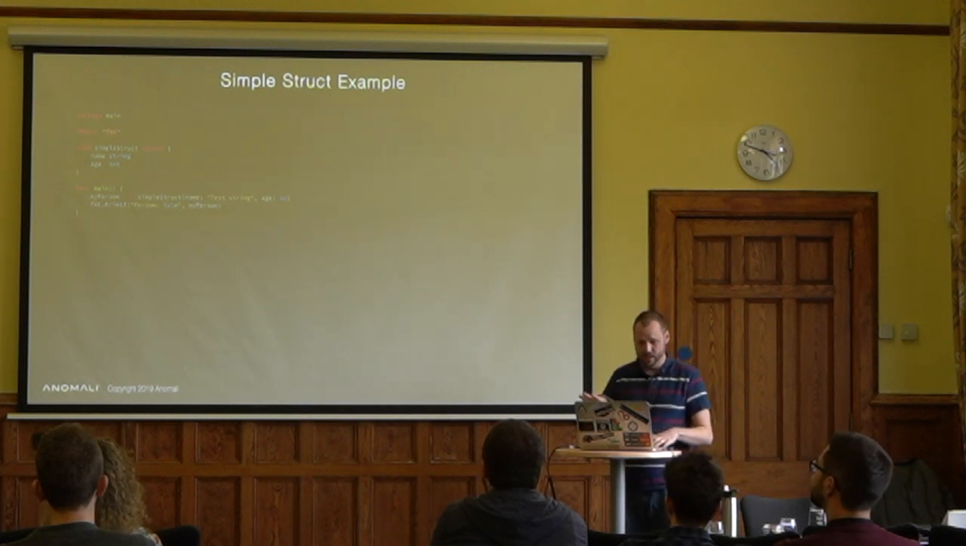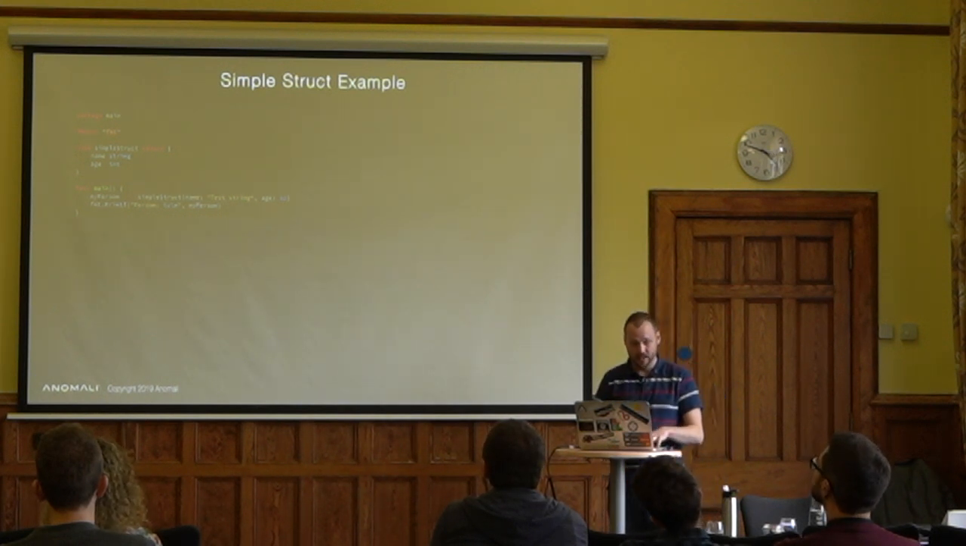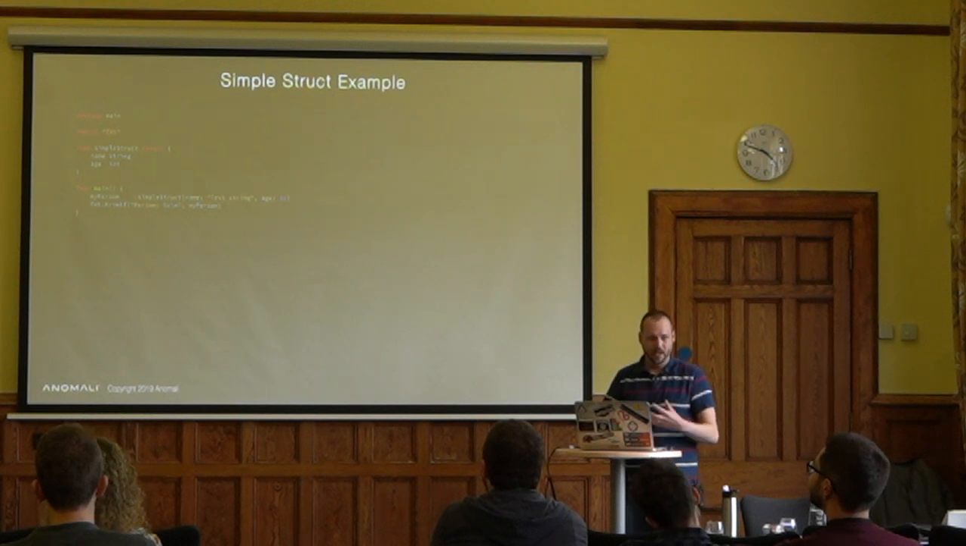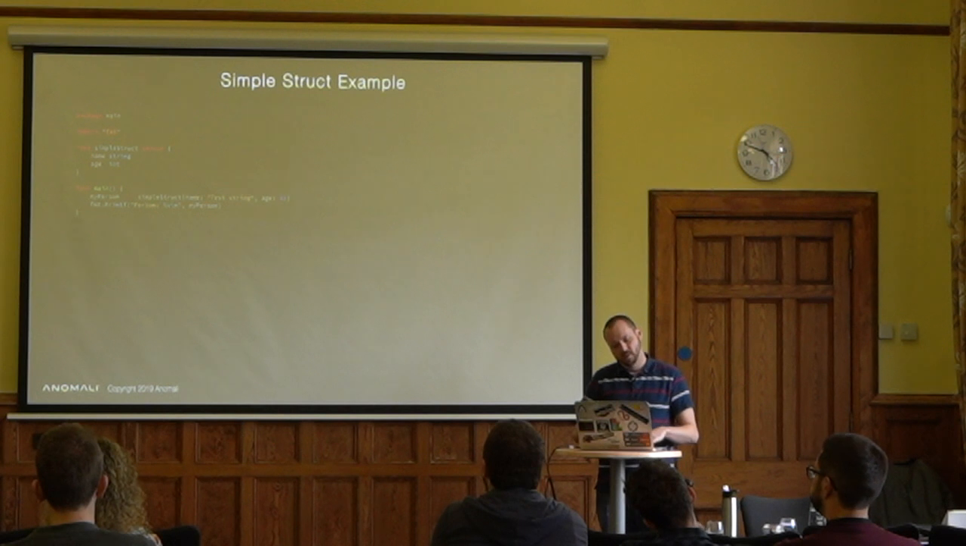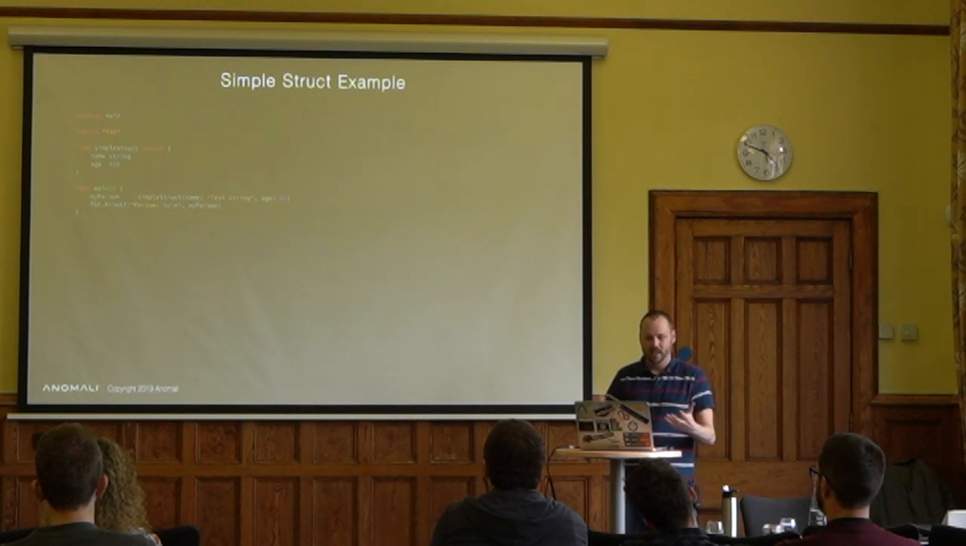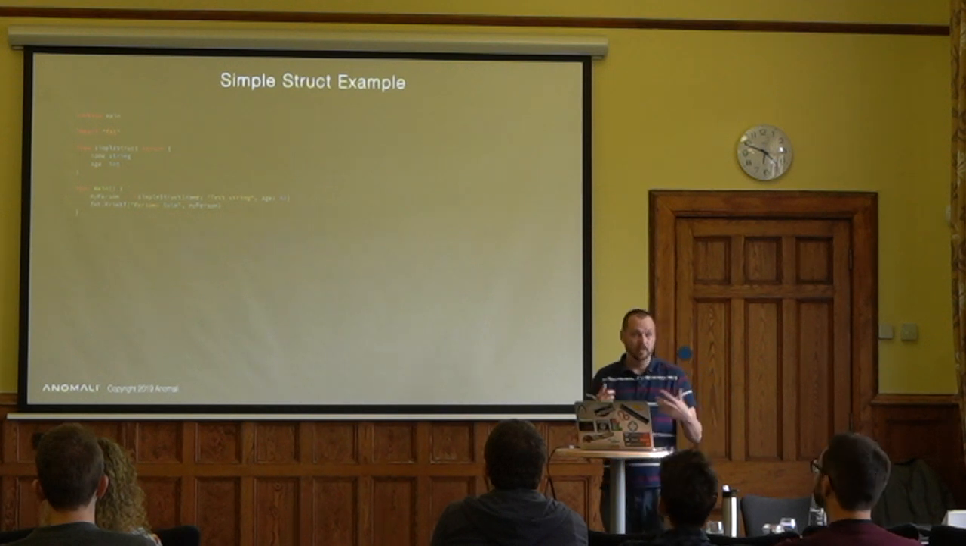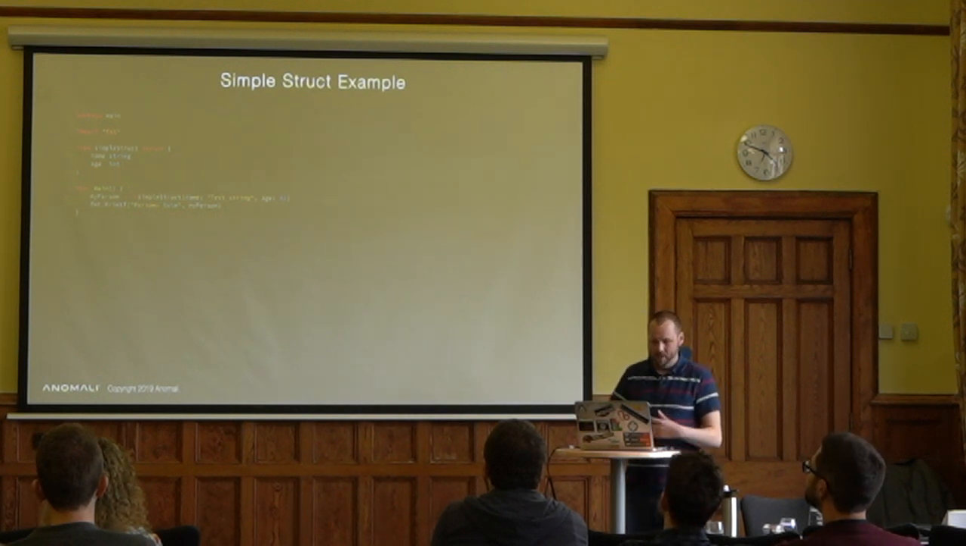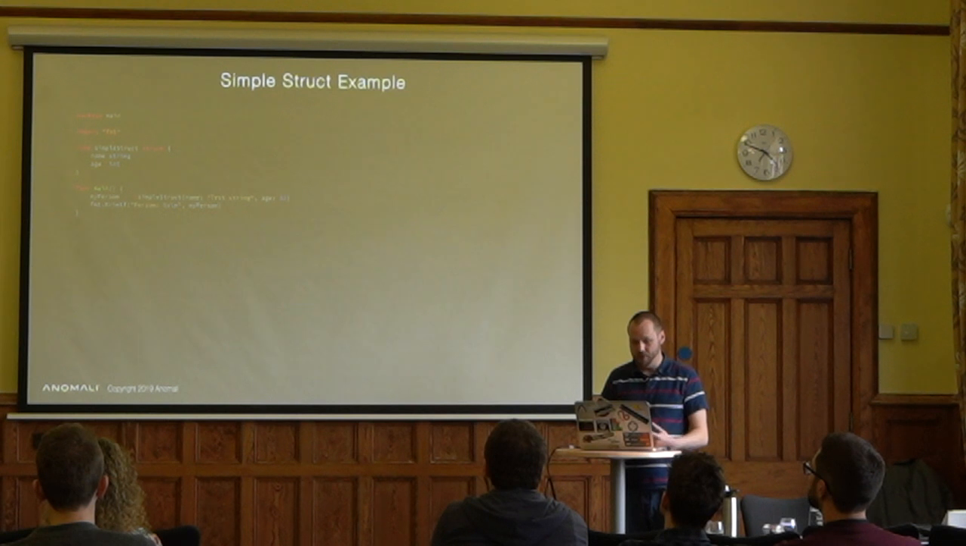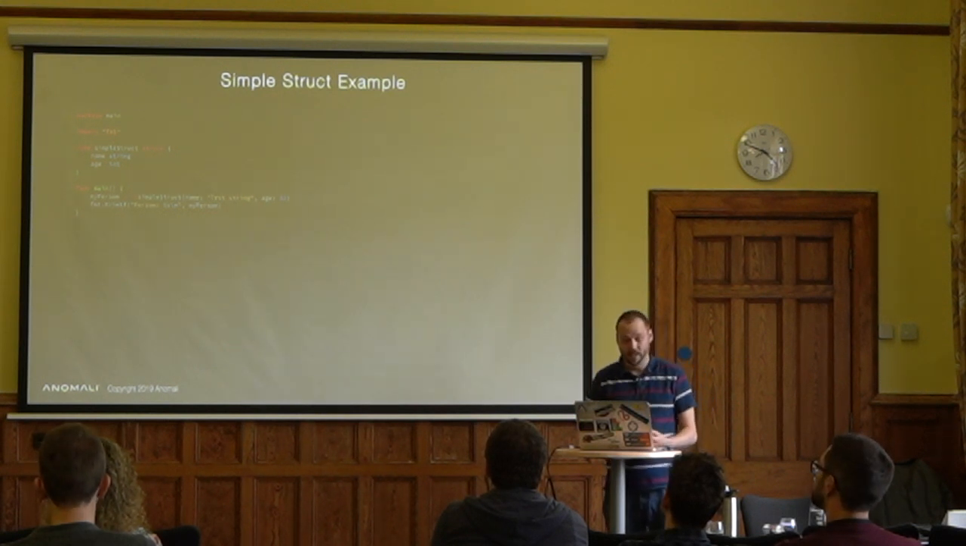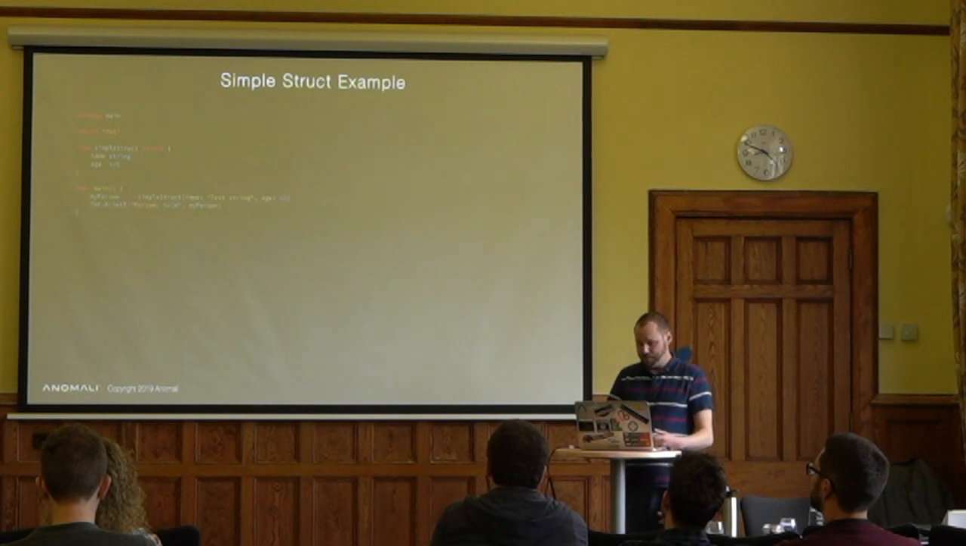So let's look at the types and beyond. For this, we're going to use an example. This is similar to a typedef in C. We're defining our own type of a struct. Let's just call it a simple struct. It will have two fields, a string and just an integer.